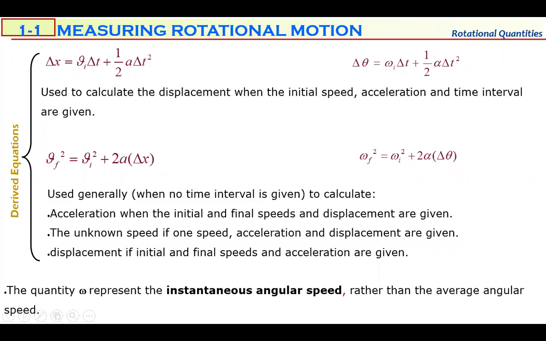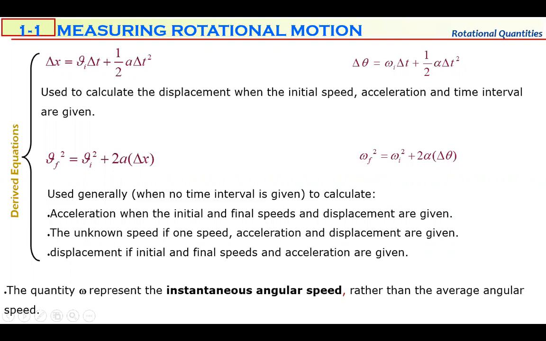If there is no time, but instead the angular displacement is given, you can find what the final angular speed is if you know the initial angular speed, alpha, and the angular displacement. This is also a very useful equation for solving some problems. But these quantities, the omegas, are instantaneous angular speeds.